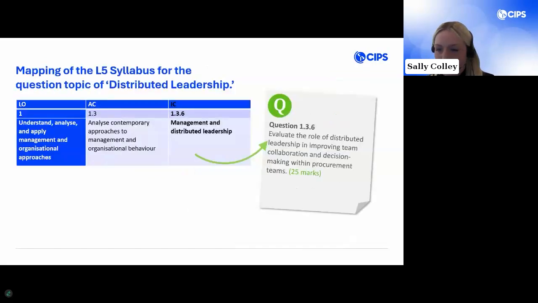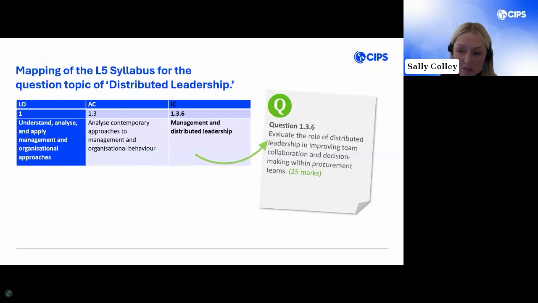On the slide, you can see the mapping of the level 5 syllabus, the question topic of distributed leadership. So as Kirsty has just advised us, the question comes from the syllabus, and that's a really important factor there. So it can be at learning outcome, assessment criteria, or indicative content level. So you can see this is from level 5 module 1, managing teams and individuals.